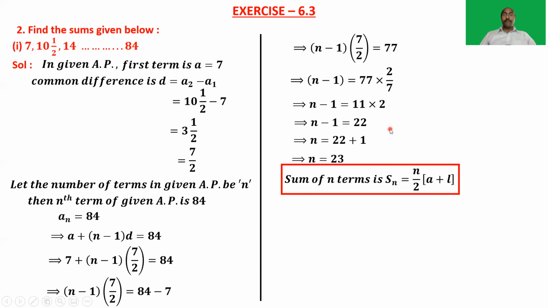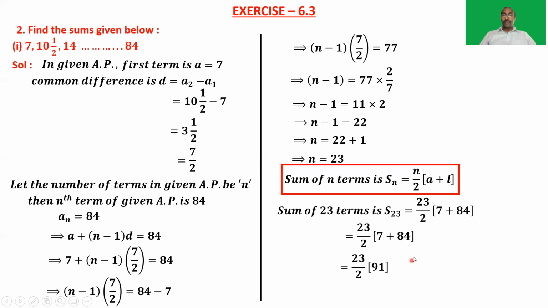Now the sum of 23 terms, that is S23, is equal to 23 by 2 into a plus l, that is 7 plus 84. So 23 by 2 into 91, and is equal to 2093 by 2. This is sum of the given arithmetic progression.